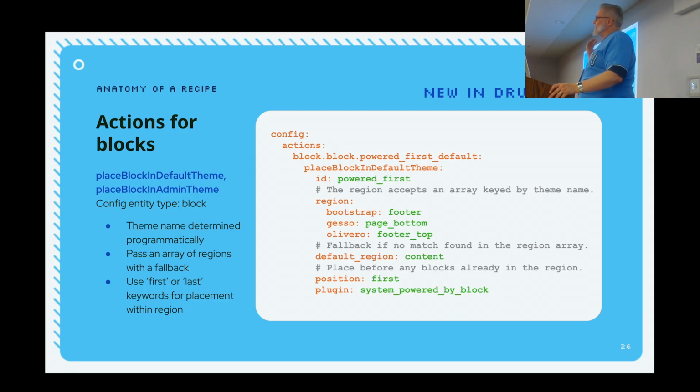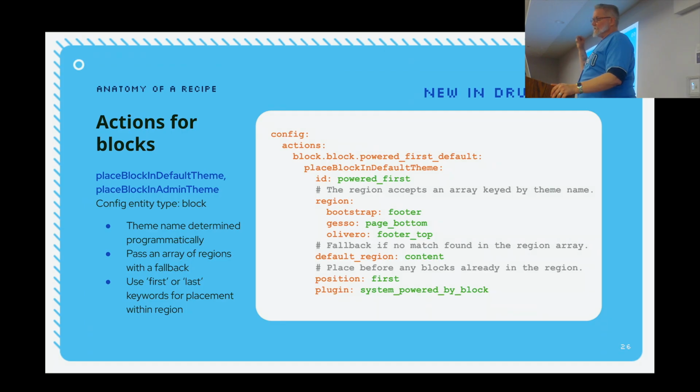So you might give it a weight of like -10, hoping that that's enough to get it to the top, but there might already be blocks placed on that site with a weight of -50 or -100 or -1000. So now you have these config actions where you can say, I want to place a block, place it in the default theme, and it will do the work of figuring out what is the site's default theme and then place it in there.